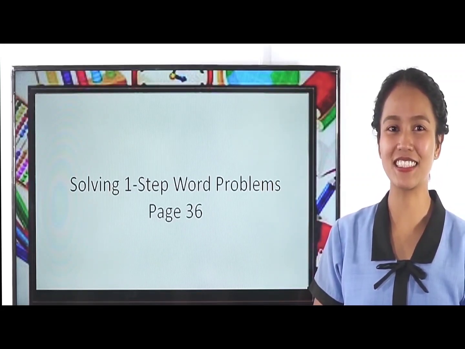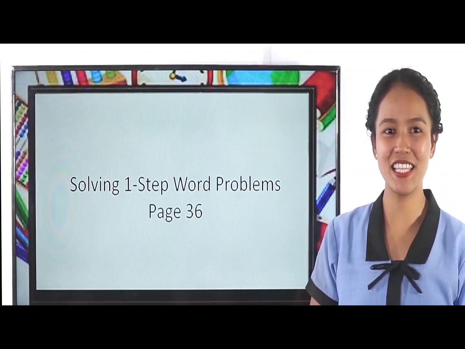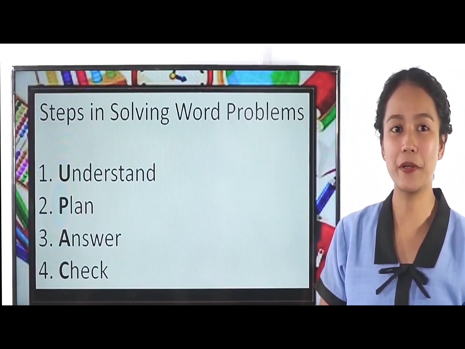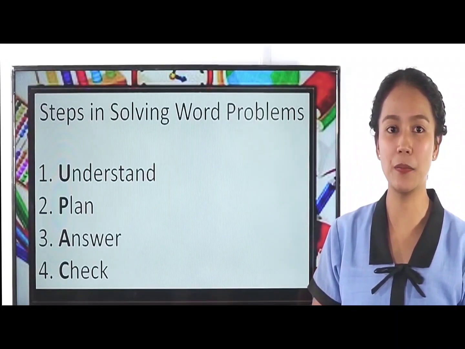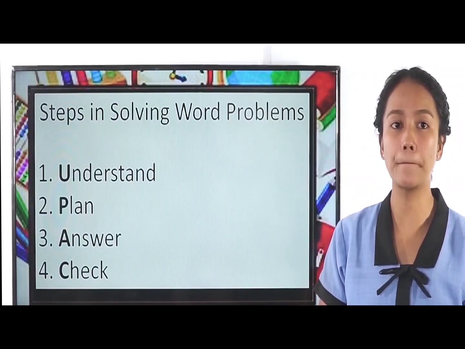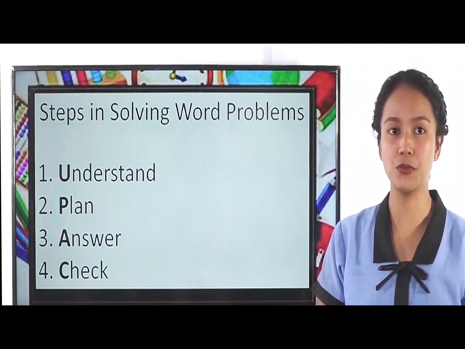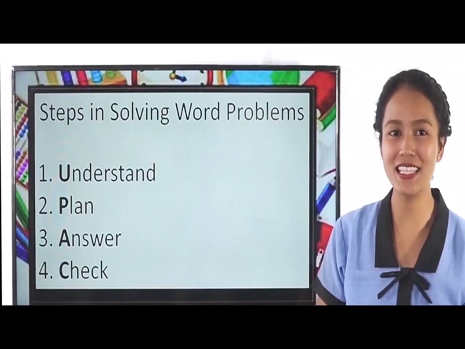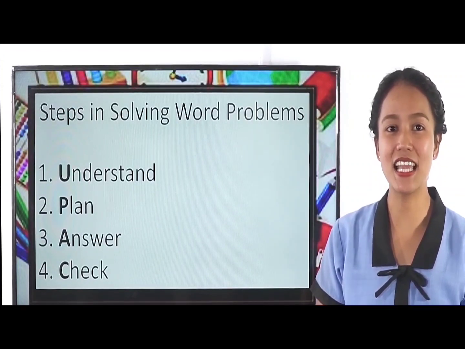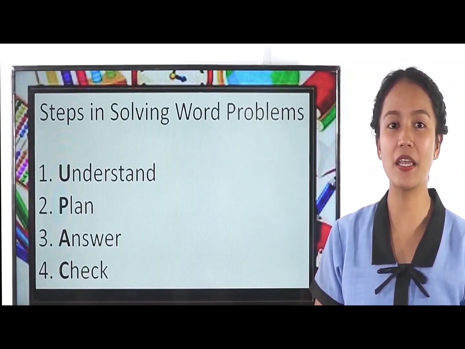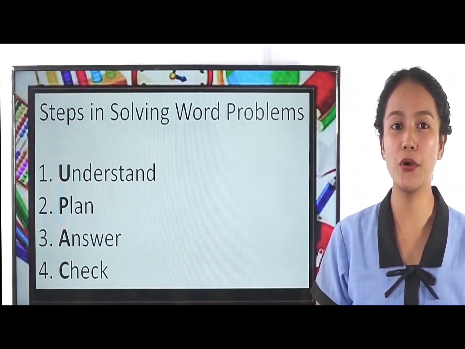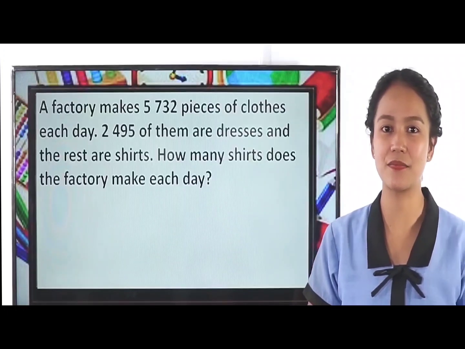That's absolutely correct. It is the UPAC wherein U stands for understand. This is the first step because we should understand the problem to be able to solve it. Next is P, which stands for plan. We should plan what to do. A stands for answer. In this, we should solve for the answer. And C stands for check. We need to check if our answer is correct. Let's apply those steps in a problem on your book on page 36.